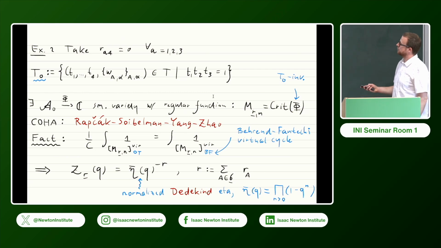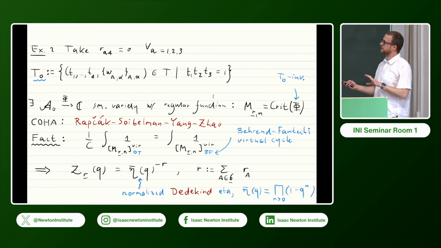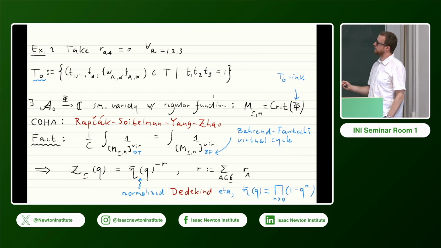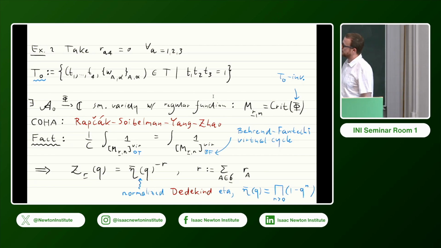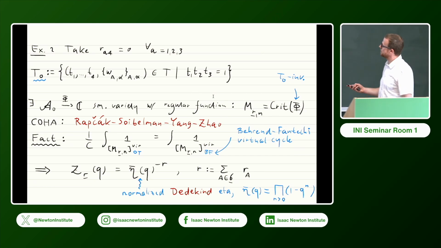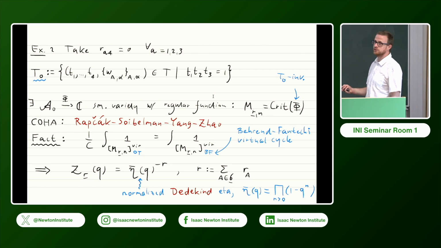A second example: let's take all ranks R_A4 equal to 0, so no framings in direction 4. So A varies from 1, 2, and 3. And let's go to a slightly smaller torus. Previously we had that the product of T1, T2, T3, T4 is equal to 1. Now we also put T4 equal to 1. So we have this smaller torus T0.